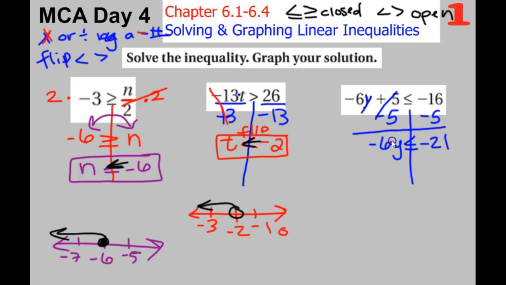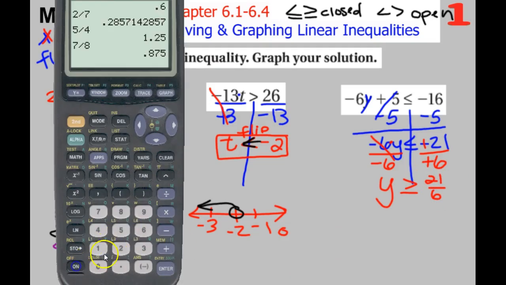And then last, the opposite of multiplying by negative 6 is dividing by negative 6. Again, we're multiplying or dividing by a negative, so we have to flip our symbol. So we have y is now greater than or equal to, 2 negatives make a positive, 21 over 6. Now, if you want to change that to a decimal, we can. 21 divided by 6 gives me 3.5.